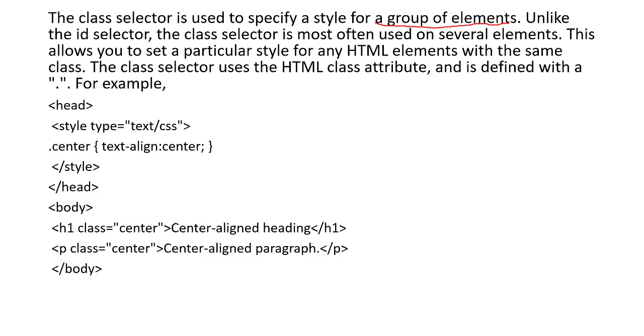Unlike the id selector, the class selector is most often used on several elements. It can be used in several elements. This allows you to set a particular style for any HTML element with the same class. The class selector uses the HTML class attribute and is defined with a dot. This dot is used for the class selector.